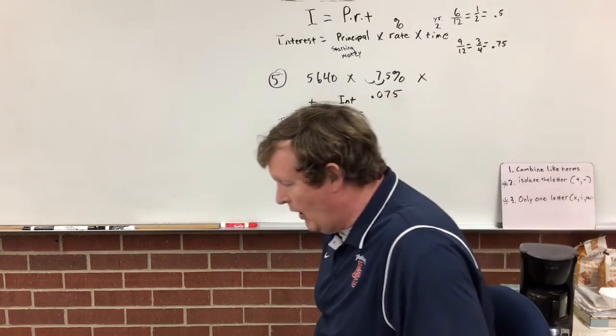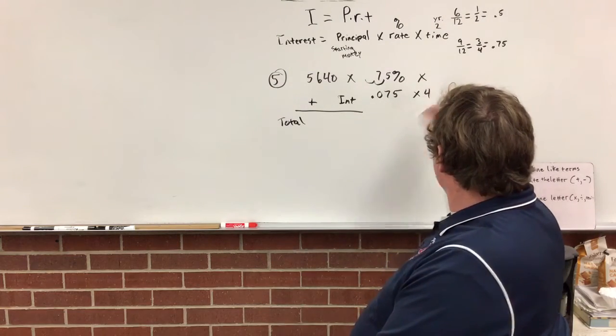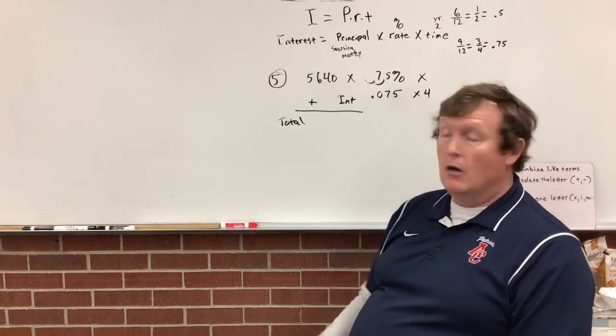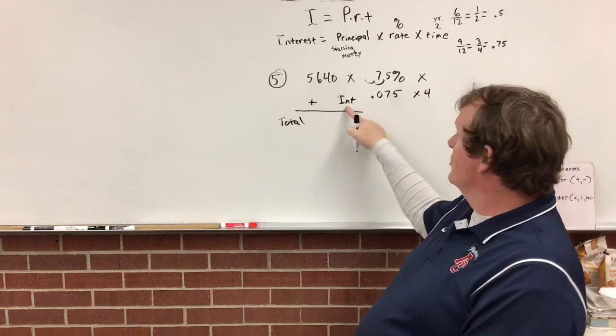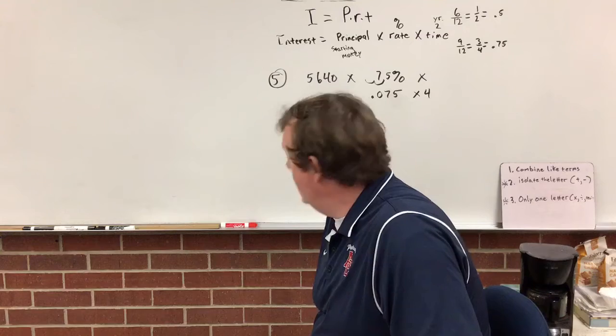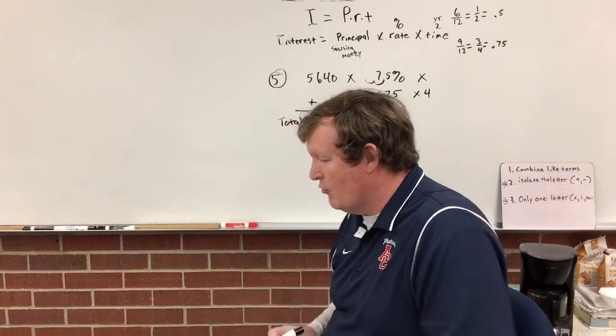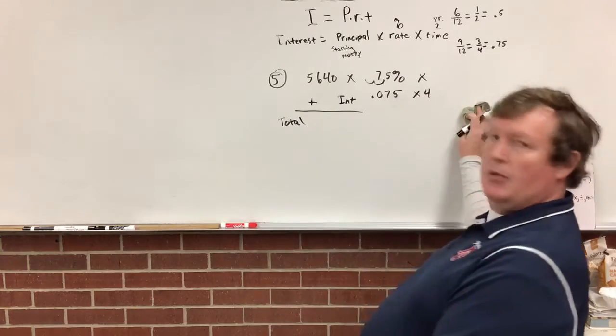Now, what does it have for amount of time? 4 years. There was no months in that one, so it's just times 4. Okay? This answer becomes our interest answer, and then you add your interest answer to the principal to get the total. So remember, 2 answers for each one. Moving on to number 6.